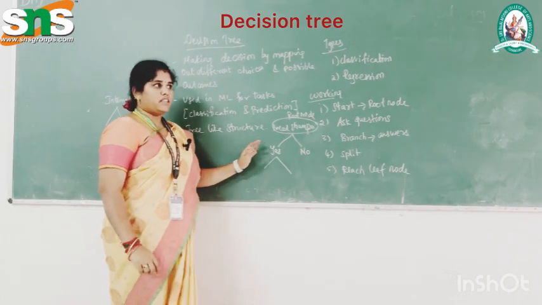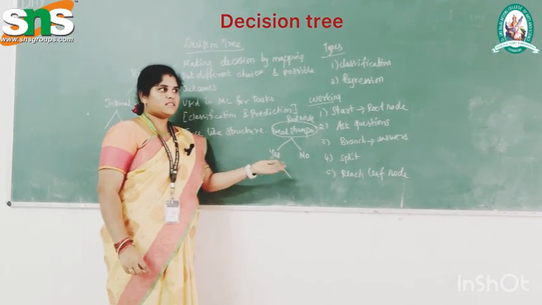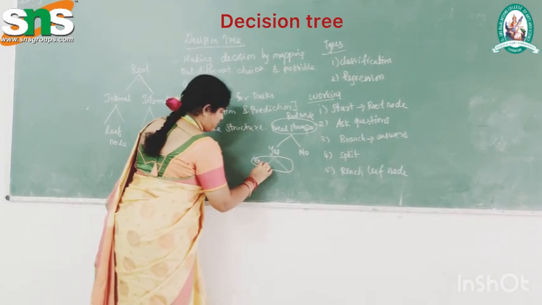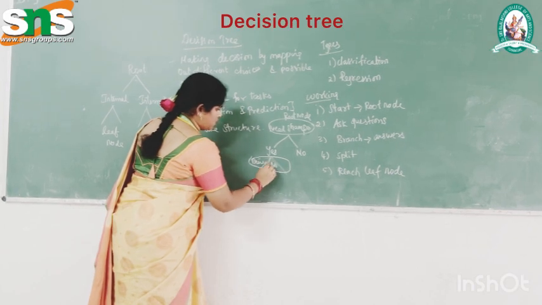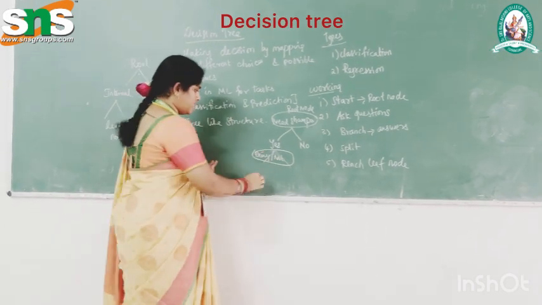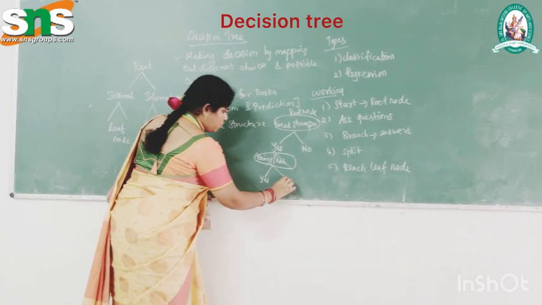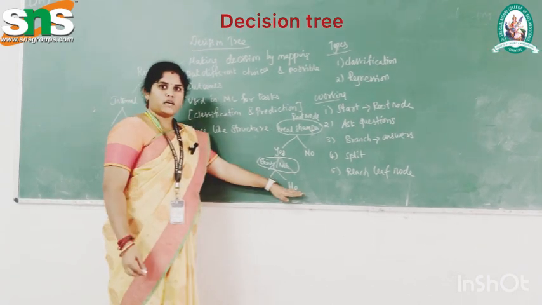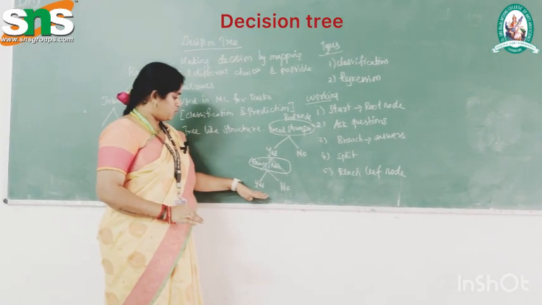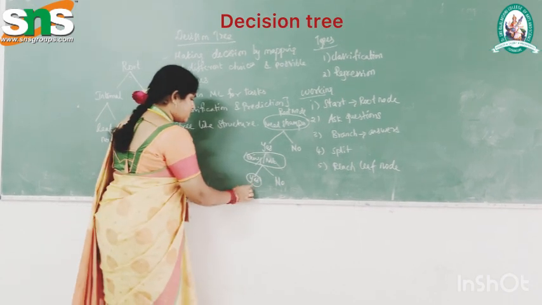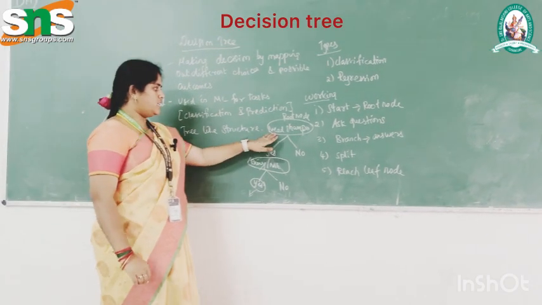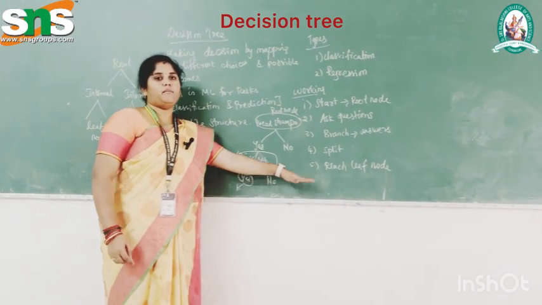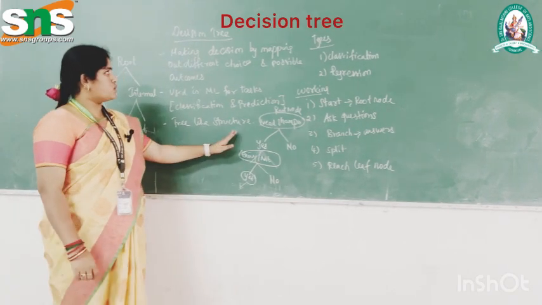If it is yes, whether the climate is rainy or not. Here I need to place the question: rainy or not. If it is rainy, I move into the yes case. If it is rainy, I cannot go to the shop to purchase the shampoo. If it is not rainy, that is no rain, I can go to the shop and buy the shampoo. This is the complete structure of the decision tree.